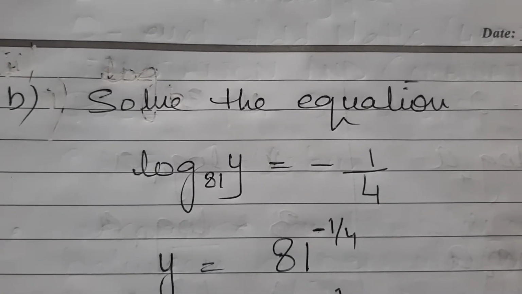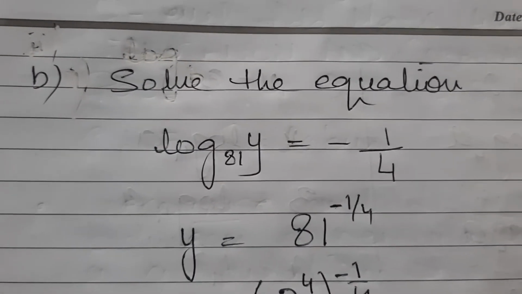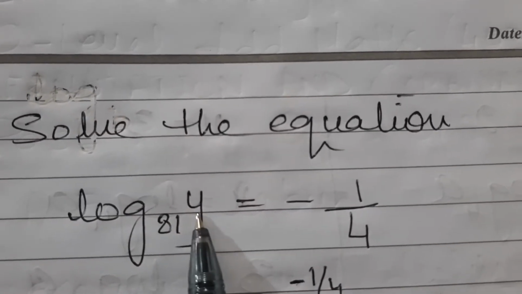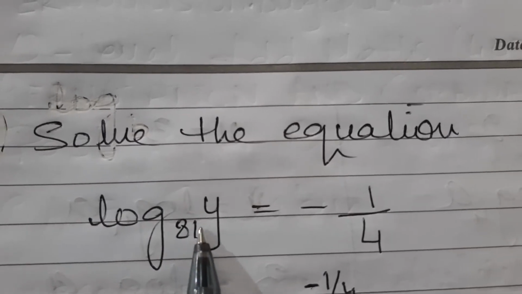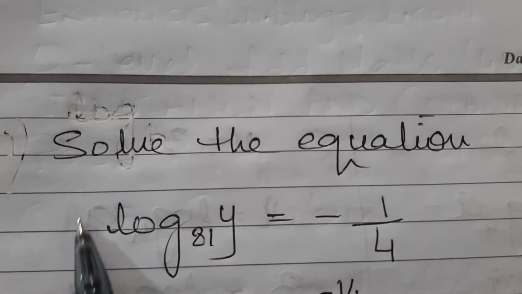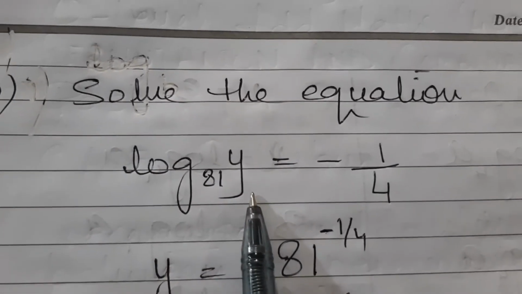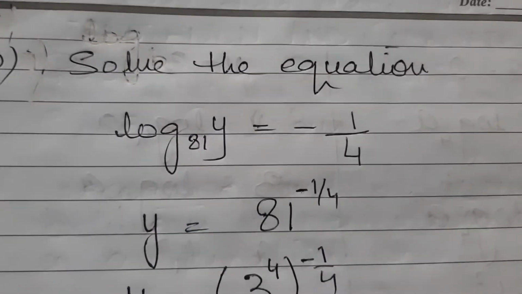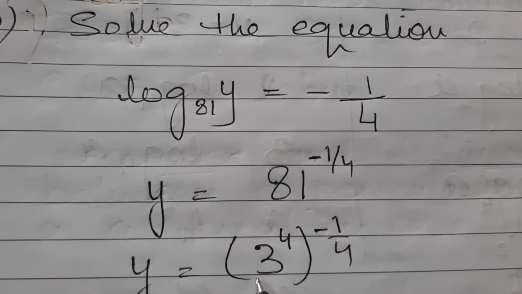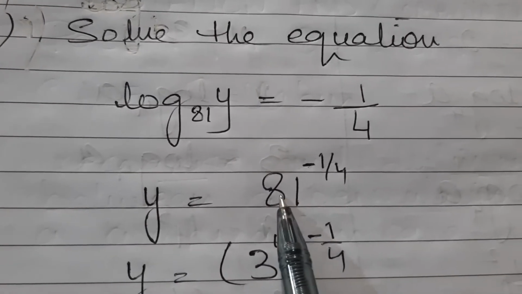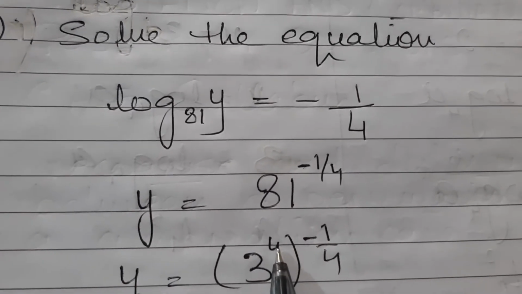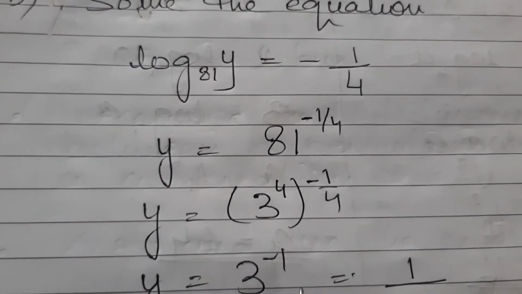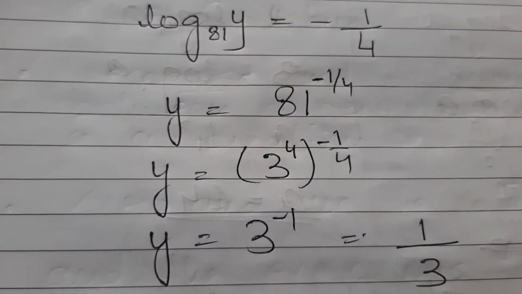So it is the same June 17, and question part B says solve the equation. If you look at this question, solve means I have to find the value of y, so I do not want this here. The only way to get rid of this is to change this log form into index form. So I will write y equals 81 power minus quarter. And after that, I'm applying simple indices rules and common sense. 81 can be written as 3 power 4, right? And then if these two multiply, it will become 3 power minus 1, which is equal to this.